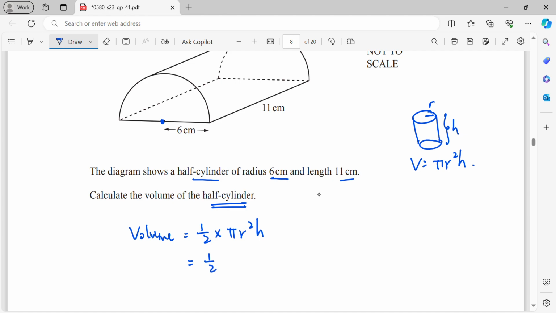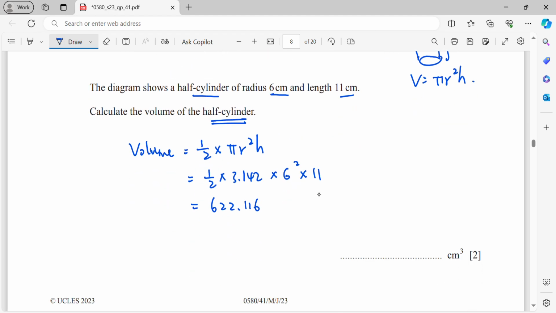So it will be half times pi, which is 3.142, r is 6 because it's the radius, h is 11, the length. Then from here you will get 622.116, which is 622 centimeters cubed, correct to 3 significant figures.